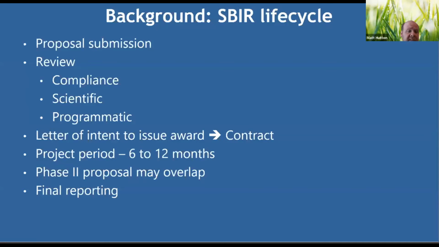So if your proposal is selected, you'll get a letter of intent to issue an award. That'll come to you by email. And it'll basically say, hey, we want to negotiate toward an award. Usually a month or two to develop all the contract documents. They're going to have a boilerplate contract and agreements for a lot of this stuff.